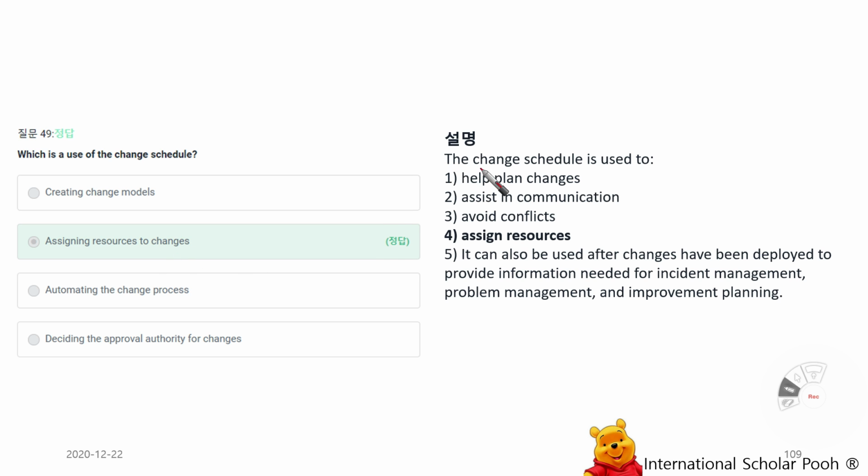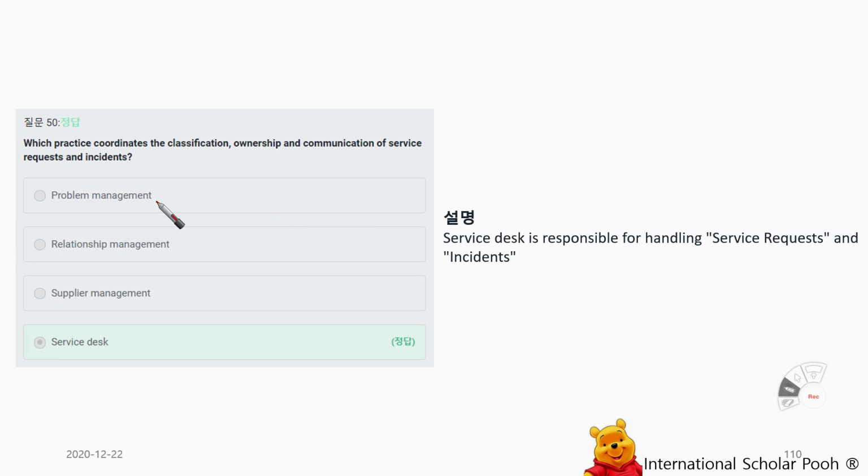The change schedule is used to help plan changes, assist communication, avoid conflict, and assign resources. It can also be used after changes have been deployed to provide information needed for incident management, problem management, and improvement planning. Which practice coordinates the classification, ownership, and communication of service requests and incidents? Service desk. Service desk is responsible for handling service requests and incidents.